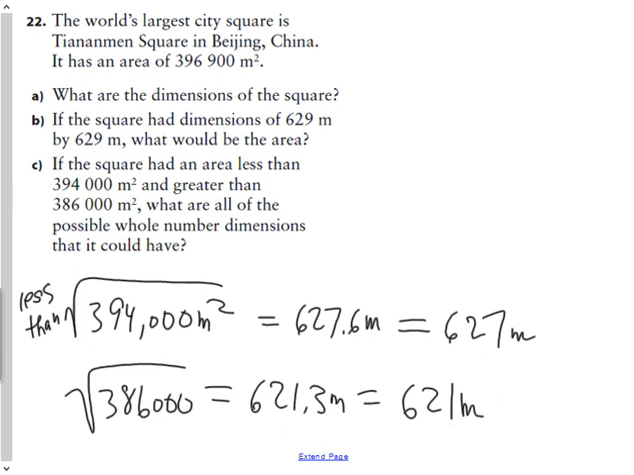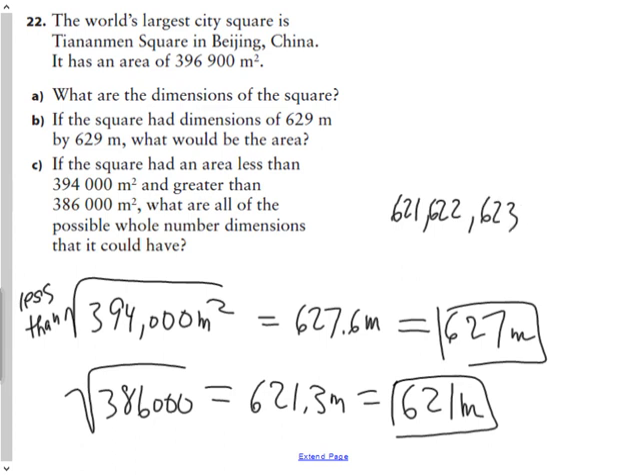So therefore, any whole number between 621 and 627, meaning 621, 622, 623, 624, 625, 626, and finally 627 meters, all of those squares will have areas that are less than 394,000 meters squared and more than 386,000.